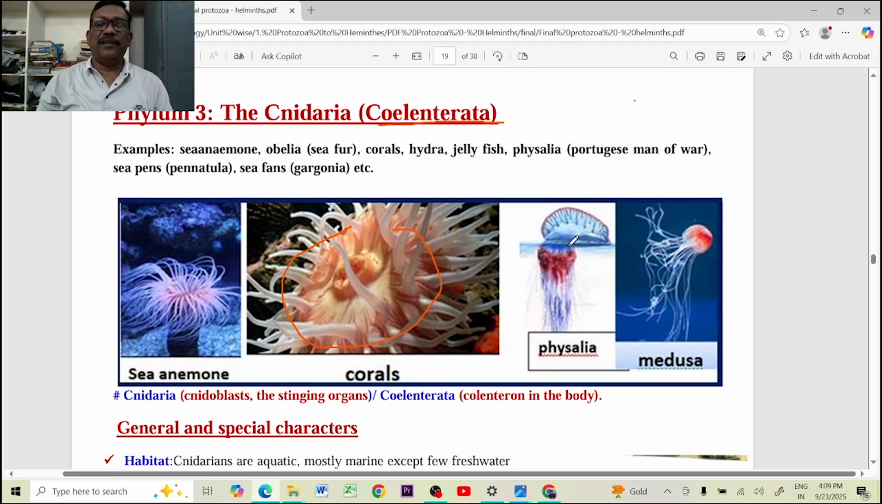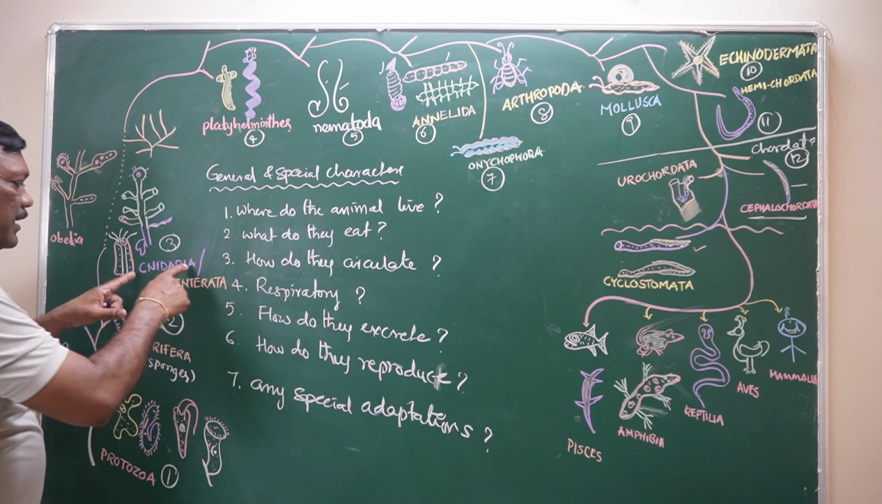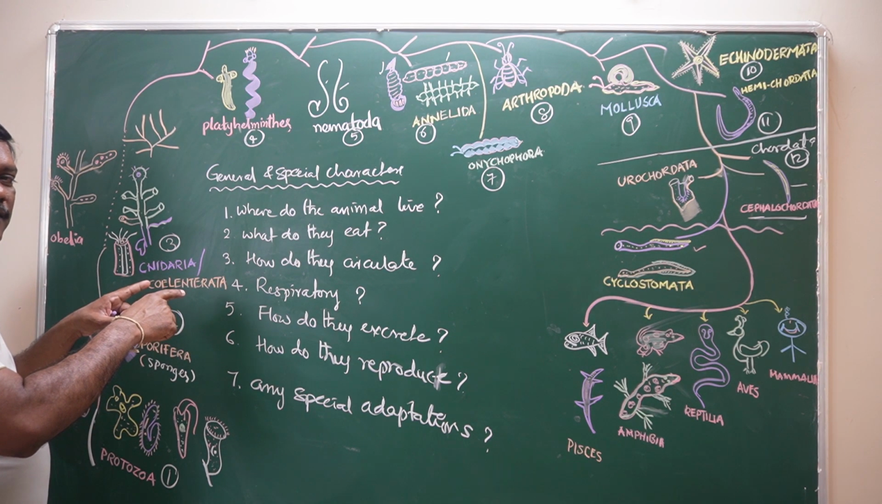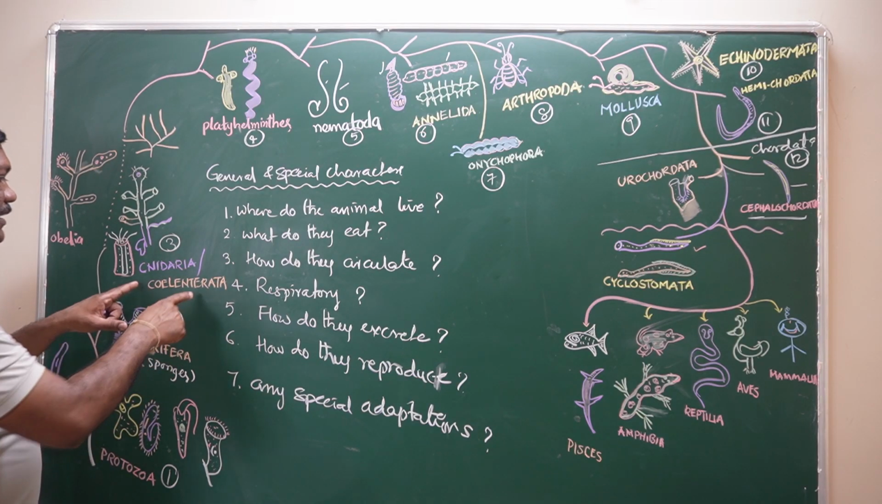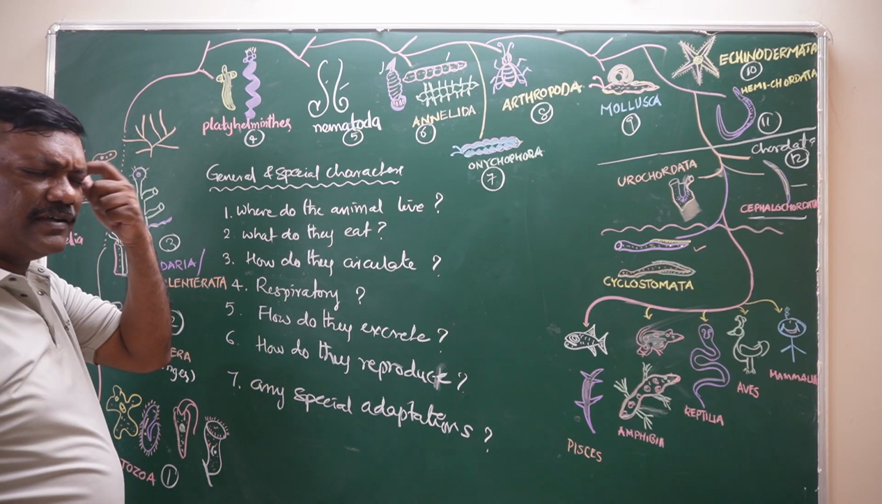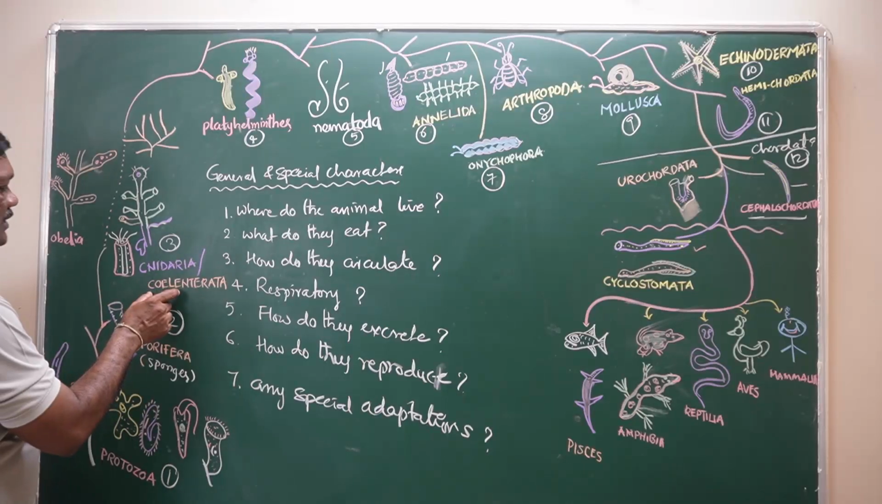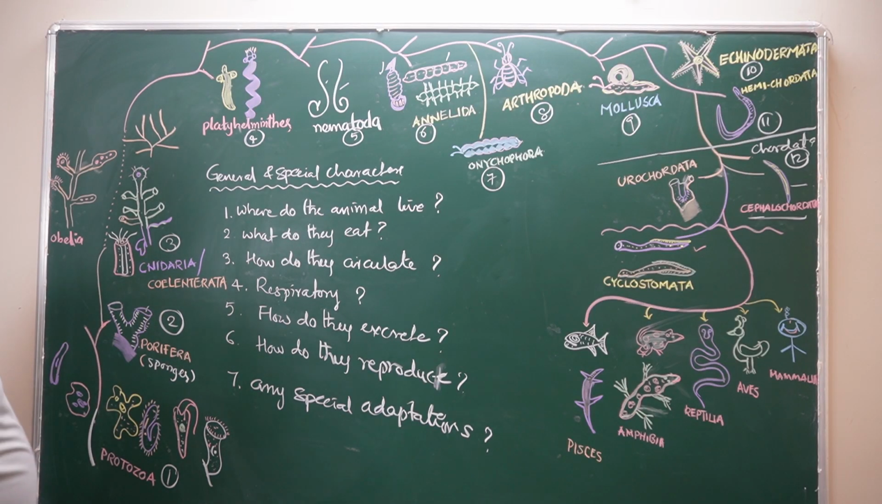There is no particular body cavity in the body. The coelenteron is present as a digestive tract. Cnidaria is so called because nidoblasts are present in the body. That's why these are called Cnidaria. Coelenteron is the body cavity located there. Actually, that is not a real or true cavity, but it looks like a cavity. That's why this is called the coelenteron, Coelenterata.